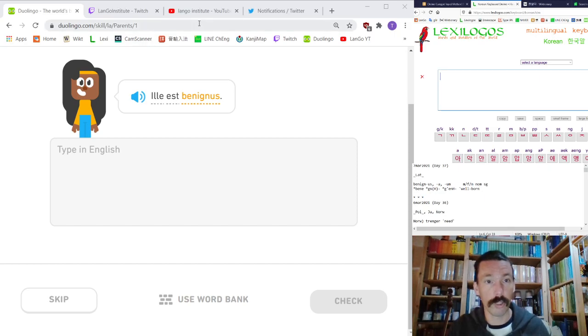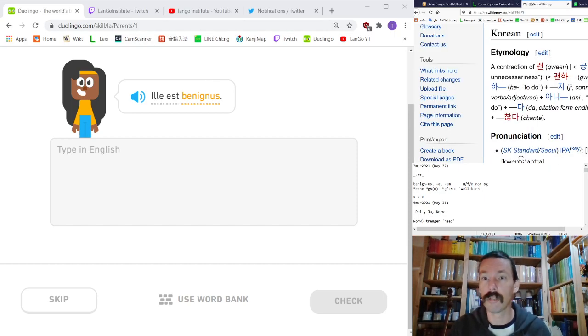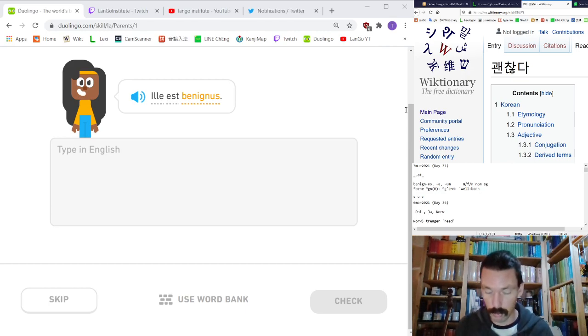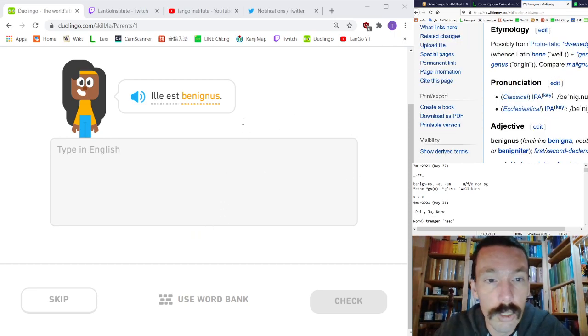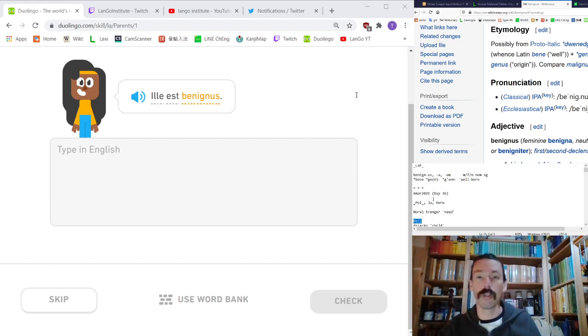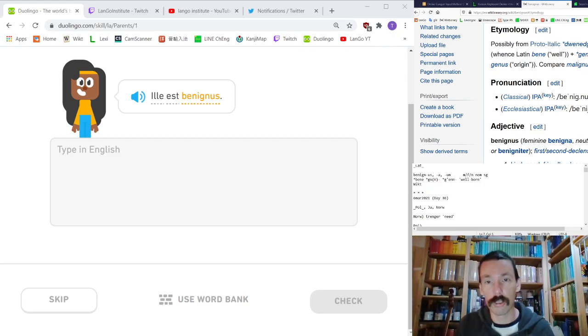Let's look it up. There's this great resource, Wiktionary, where you can get lots of this information just for free, real easily. Benignus, and we want the etymology, the history of the structure of this word. Bene, well, and genos, origin, having a good origin, basically. So you could regard that as a possessive compound, bene genos, which would give also genus, if it's that same form. Well plus origin doesn't quite work.